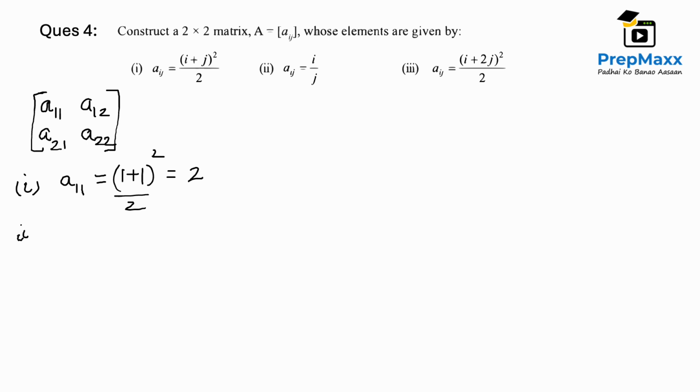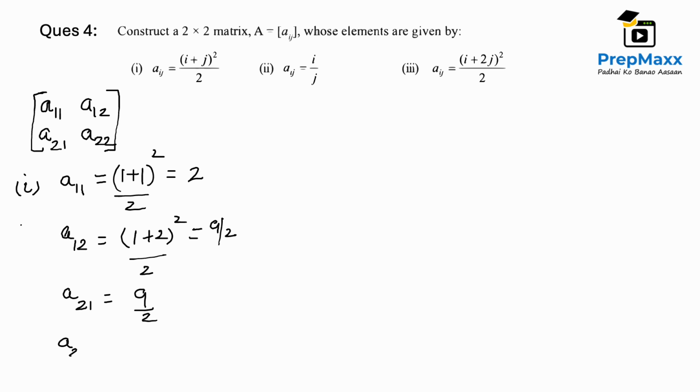Then the second element is going to be a12. Here i is 1 and j is 2, so it is going to be (1 plus 2) whole square over 2, which is 9 over 2. Then we have the a21 element. So i is 2 and j is 1. So 3 square, which is 9, 9 over 2 again.